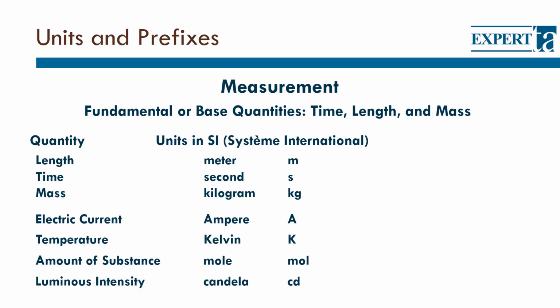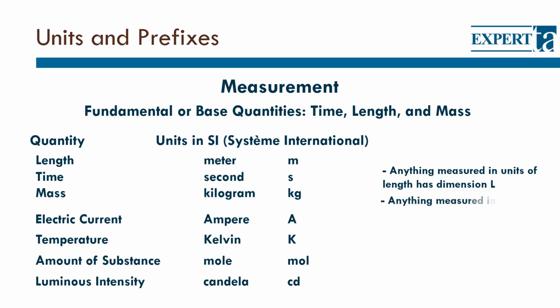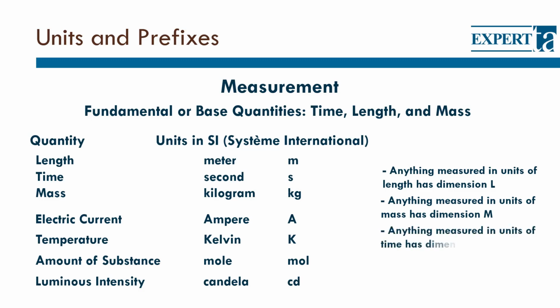There's another concept associated with these. So anything measured in the units of length, be it, for example, in meters, centimeters, feet, yards, miles, kilometers, has a dimension of length, which is denoted by L. Anything measured in units of mass, like kilograms or grams, has dimensions of M. Anything measured in units of time has a dimension T. So measured in seconds or hours, for example, will have the dimension of time, which is T.